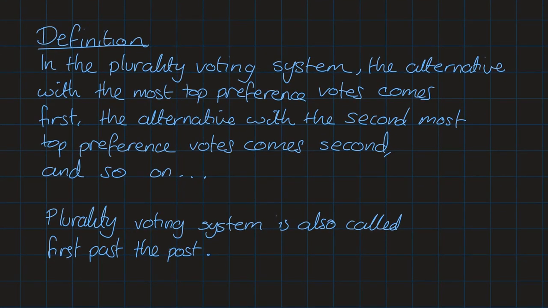So the definition says the plurality voting system. How does it work? Well, the alternative with the most top preference votes comes first. The alternative with the second most comes second, and so on and so on. So even though we ask all of our voters to give us a complete ranking of their preferences, we actually ignore everything apart from their top preference. All the voters give us a complete ranking, we ignore all of that information apart from the top preference, and then the alternative with the most top preference votes comes first, the alternative with the second most top preference votes comes second, and so on.